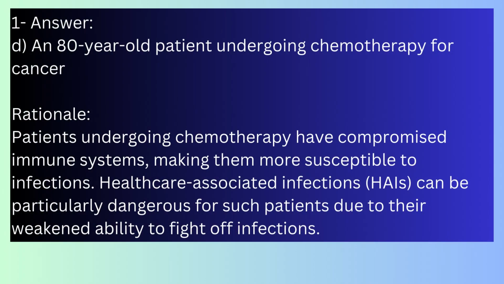Answer. D. An 80-year-old patient undergoing chemotherapy for cancer. Rationale. Patients undergoing chemotherapy have compromised immune systems, making them more susceptible to infections. Healthcare-associated infections, HAIs, can be particularly dangerous for such patients due to their weakened ability to fight off infections.